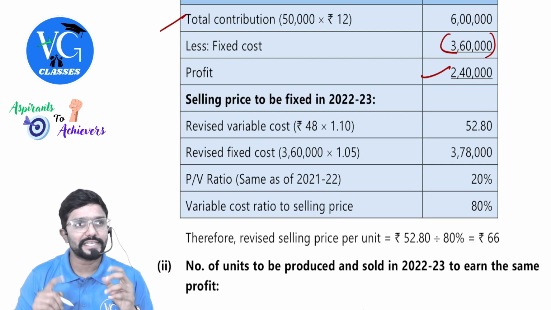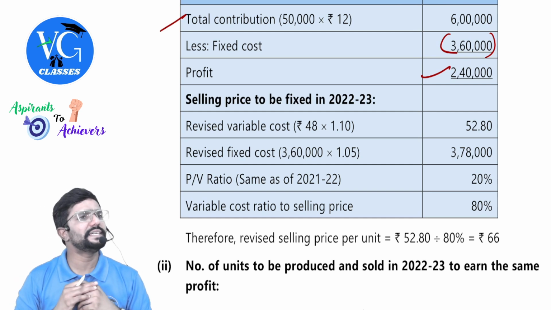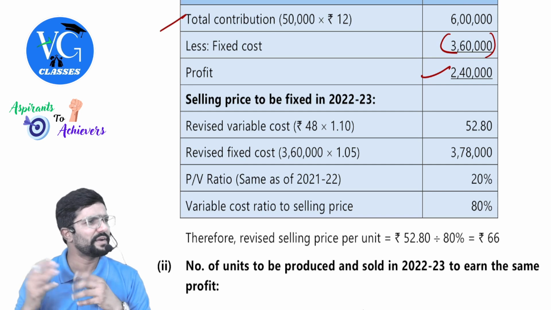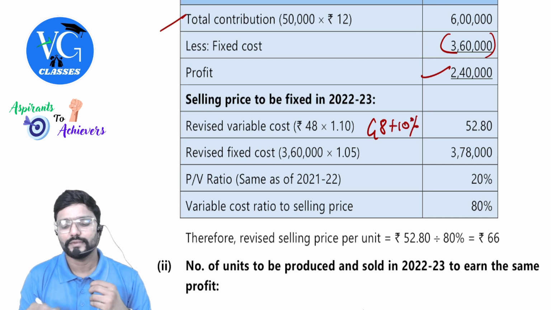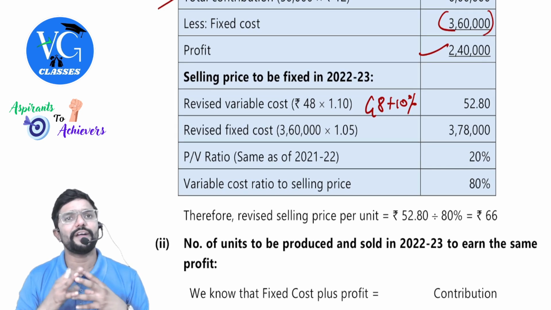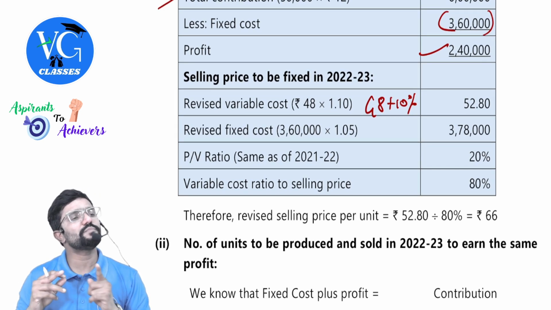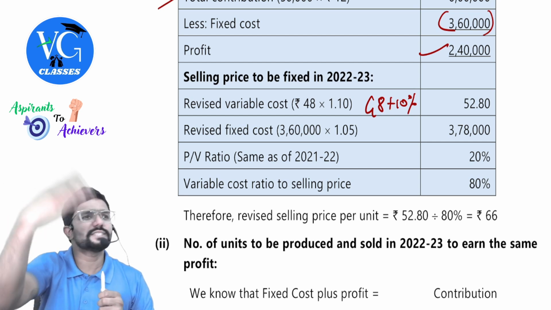Revised variable cost is how much, guys? It will go up by 10%. So 48 into 110% you can take, or 1.10, or else 48 plus 10%. 52.80. Revised fixed cost will go up by 5%. So into 1.05, or else into 105%, or else plus 5%.